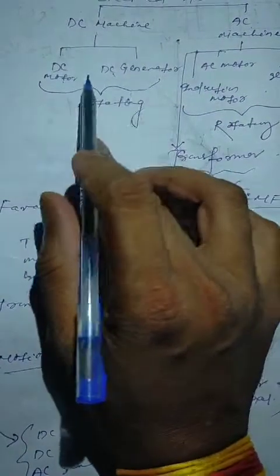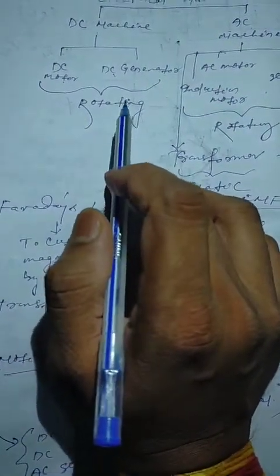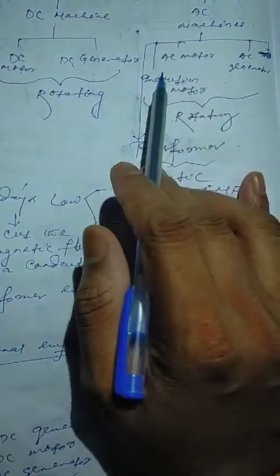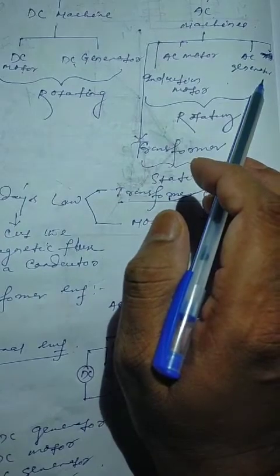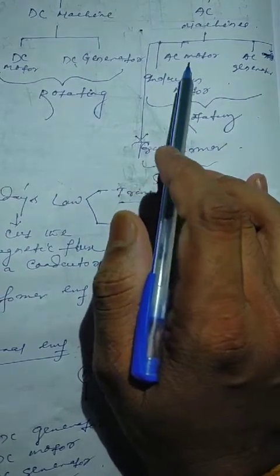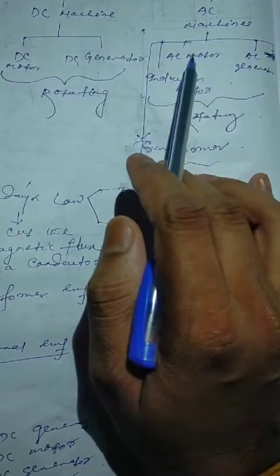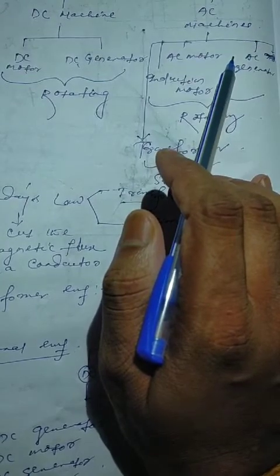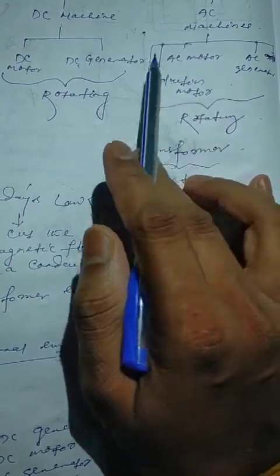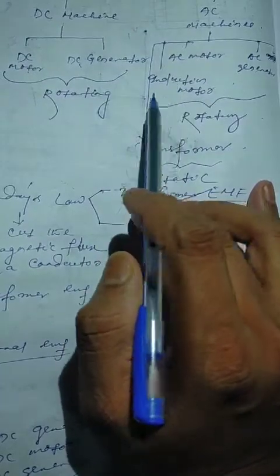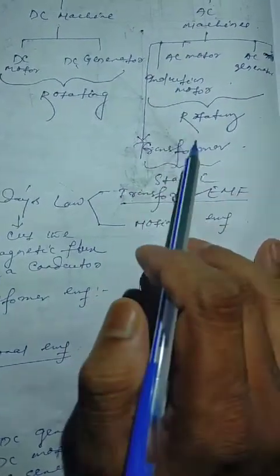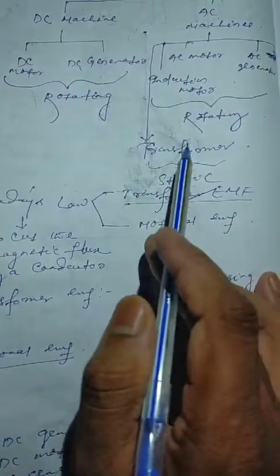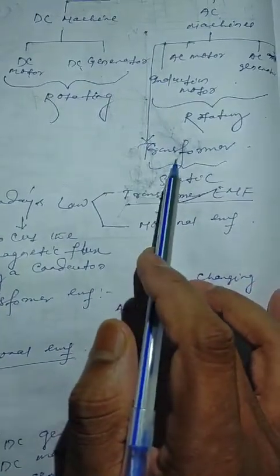Both these DC machines are rotating in nature because both will be having some rotating parts. Under AC machines you have AC motor and AC generator. Actually, under AC machines again you have two categories: one is the conductional kind of machine, and the next one is the inductional type of machine. Under the inductional type you have the induction motor and the transformer. The induction motor is generally rotating in nature, whereas the transformer is static in nature, which you have already completed.